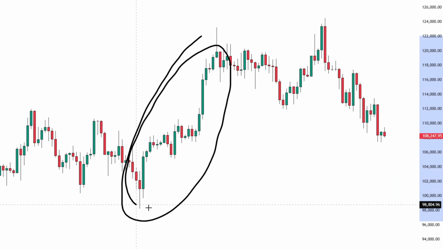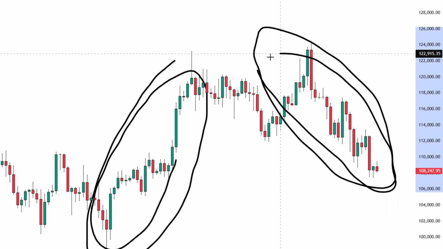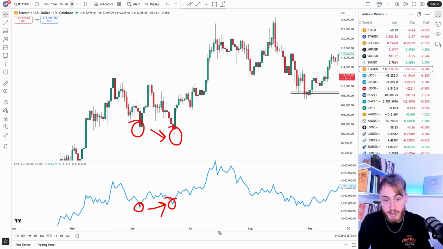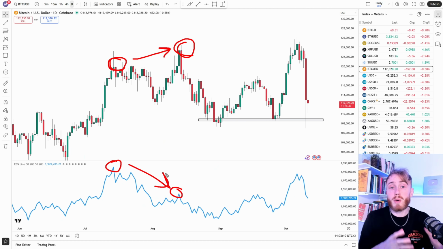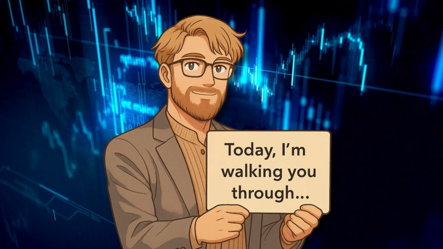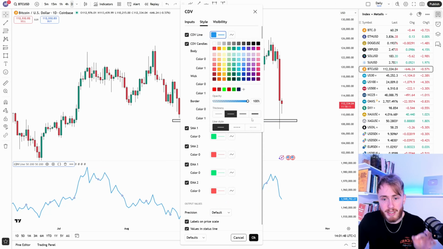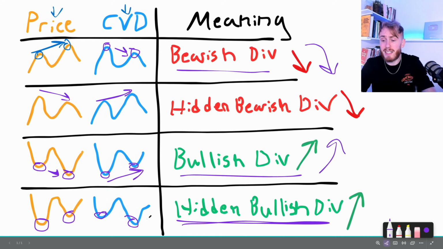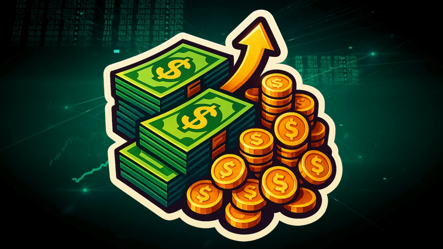Here's two reversals that most traders missed. But if you knew how to use this indicator, you could have seen it coming. Today, I'm walking you through how to set this indicator up in TradingView to find these setups yourself to make more money.